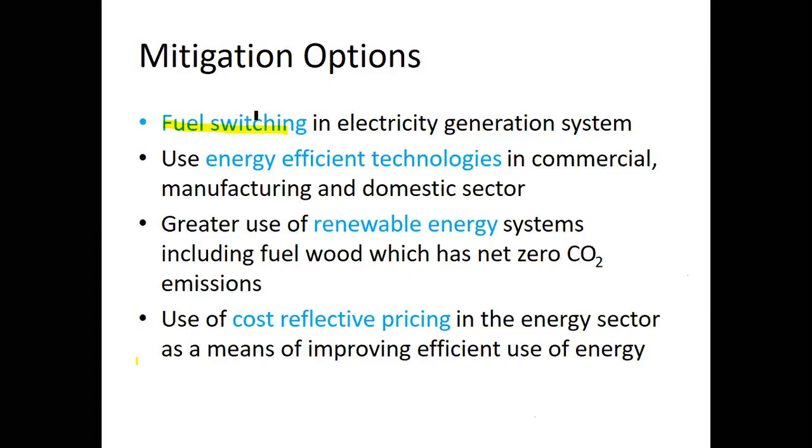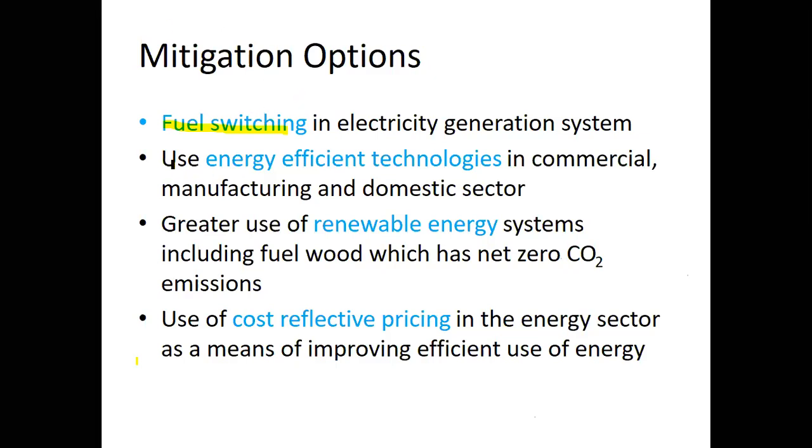Then, have you heard about hydrogen? Hydrogen can be used as a fuel. It is in the research and development stage. You may have heard about fuel cells. In fuel cells, hydrogen is used as the fuel. It is in the research and development stage.